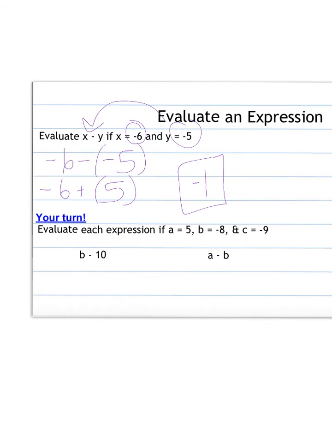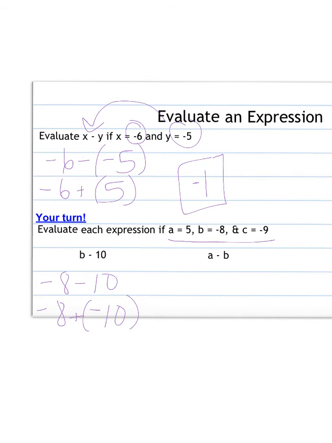A couple here for you to try on your own and then come back and check. So b minus 10, and if we look up here, evaluate each expression if a equals 5, b equals negative 8, and c equals negative 9. So we plug in negative 8 for b minus 10. Now, negative 8, change it to addition, and we take the opposite of 10, which is negative 10.